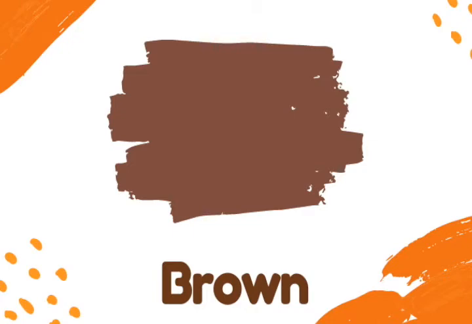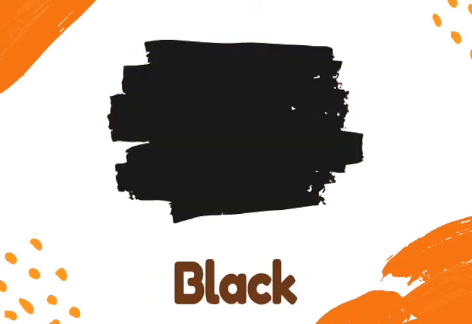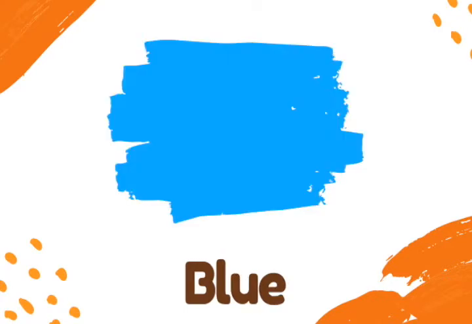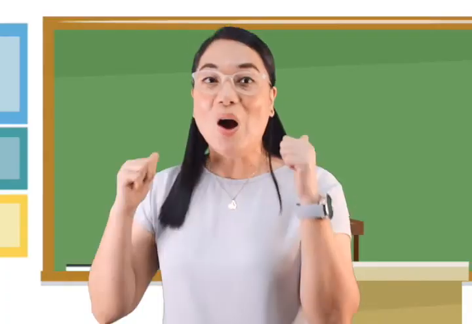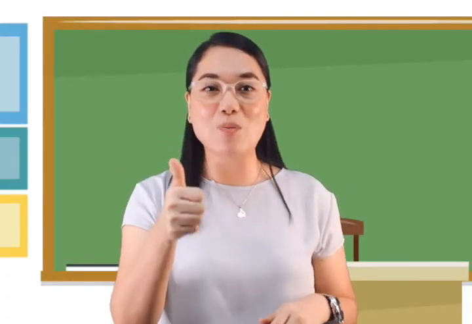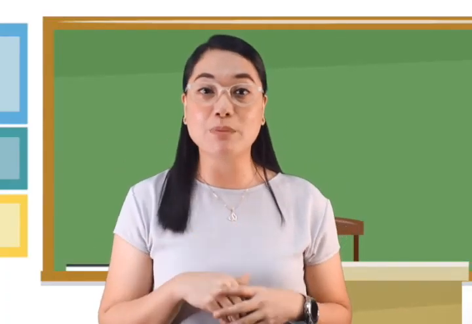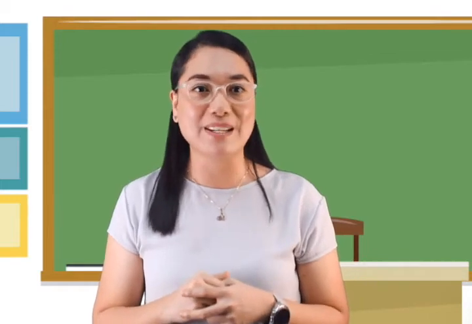What about the color of your hair? What is the color of your hair? Yes, it's black. What about the color of the sky? What's the color of the sky? Yes, you are correct. It is blue. Okay, kids, good job. We are finished naming the pictures that begin with a B sound.